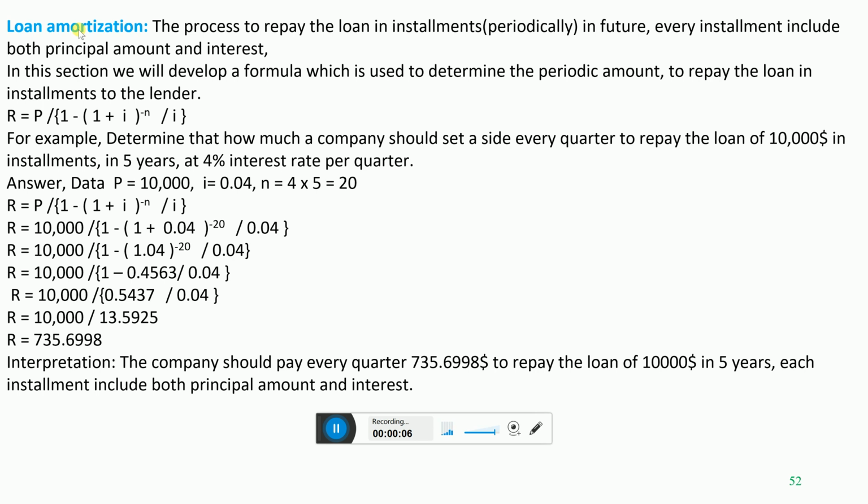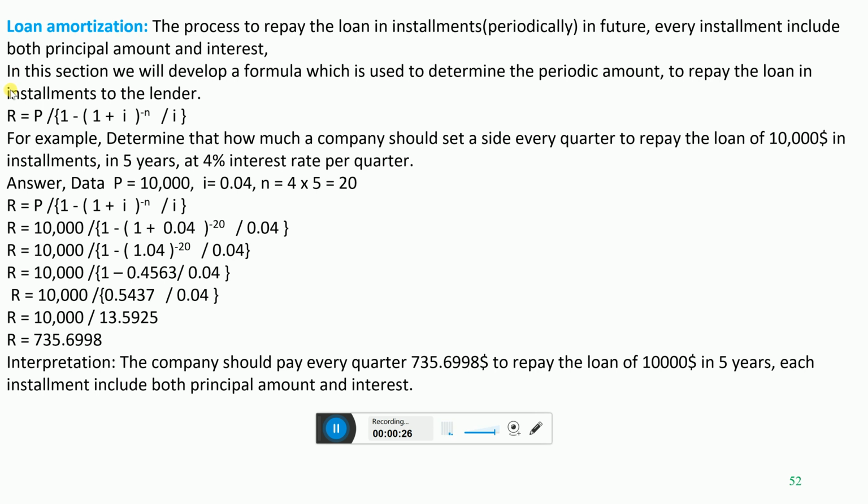Today our topic is loan amortization. Loan amortization means when the company or the borrower wants to repay the loan to the lender in installments. So this repayment of a loan in installments is called loan amortization.